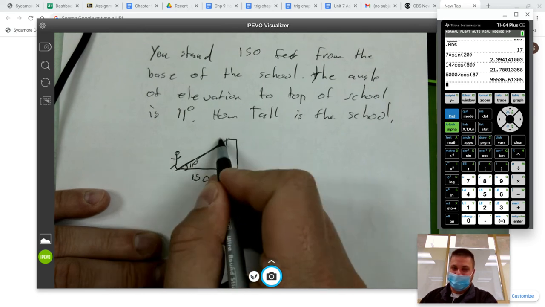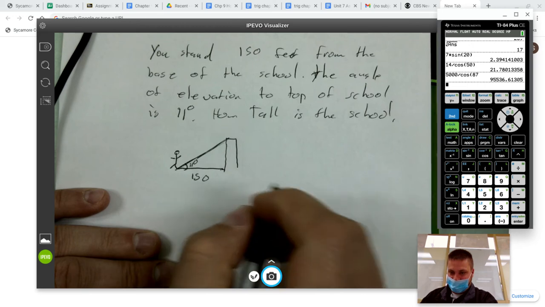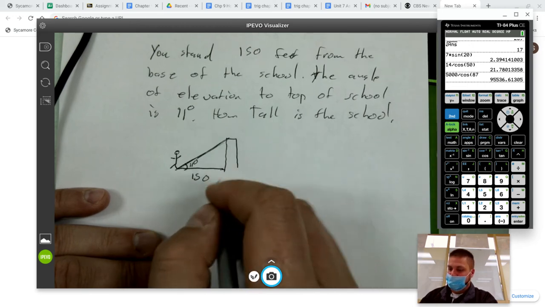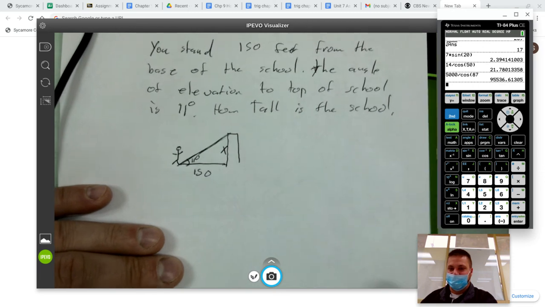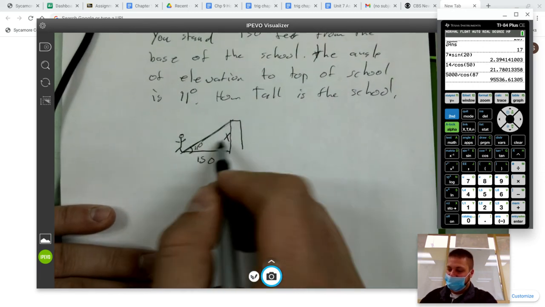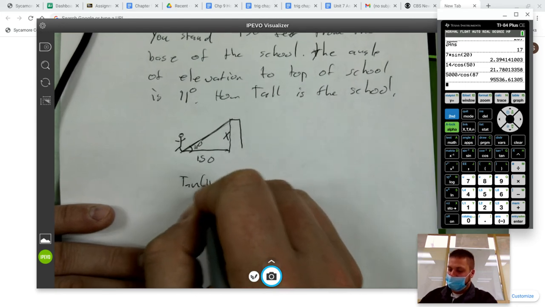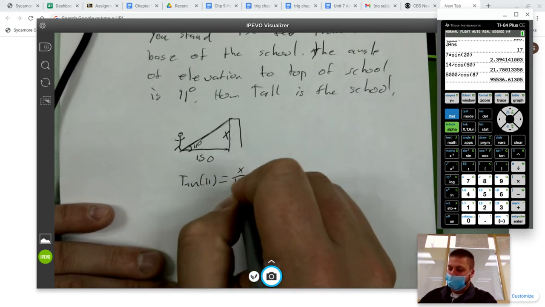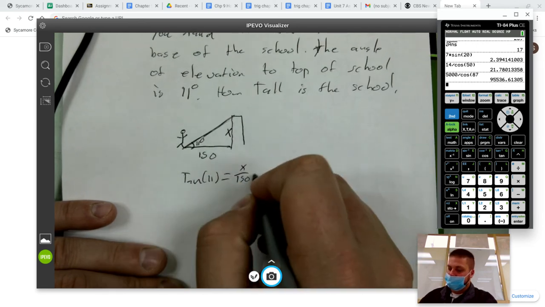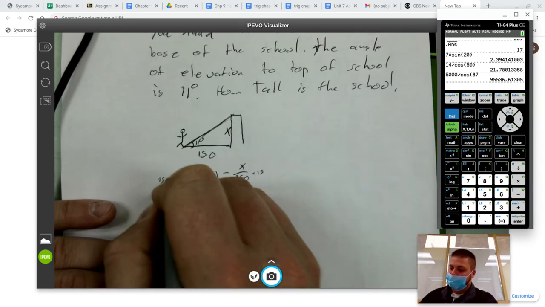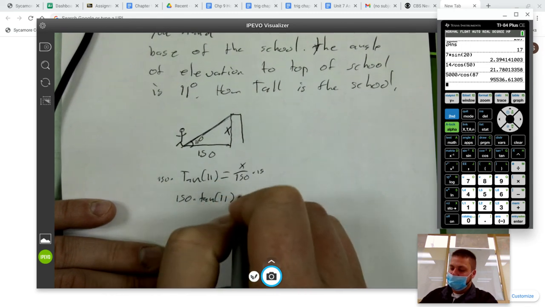So angle of elevation goes up, it's inside the triangle. Angle of depression goes down, it's outside the triangle. And I want to know how tall the school is. Make sure you draw a picture so you understand these things. I've got opposite and adjacent, that's tangent. So the tan of 11 degrees is opposite over adjacent. All I have to do now is multiply by 150, and I get that 150 times the tan of 11 degrees is equal to x.